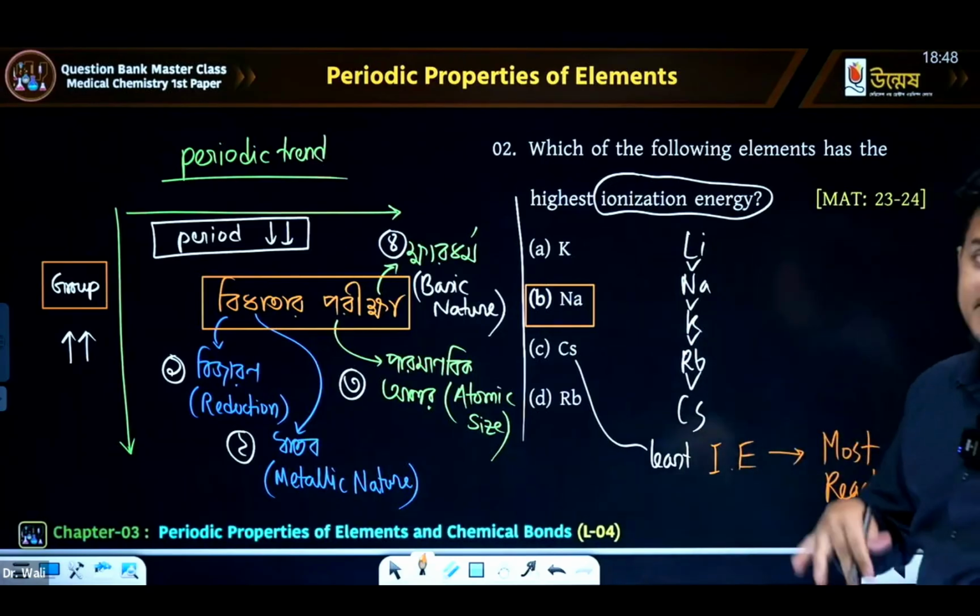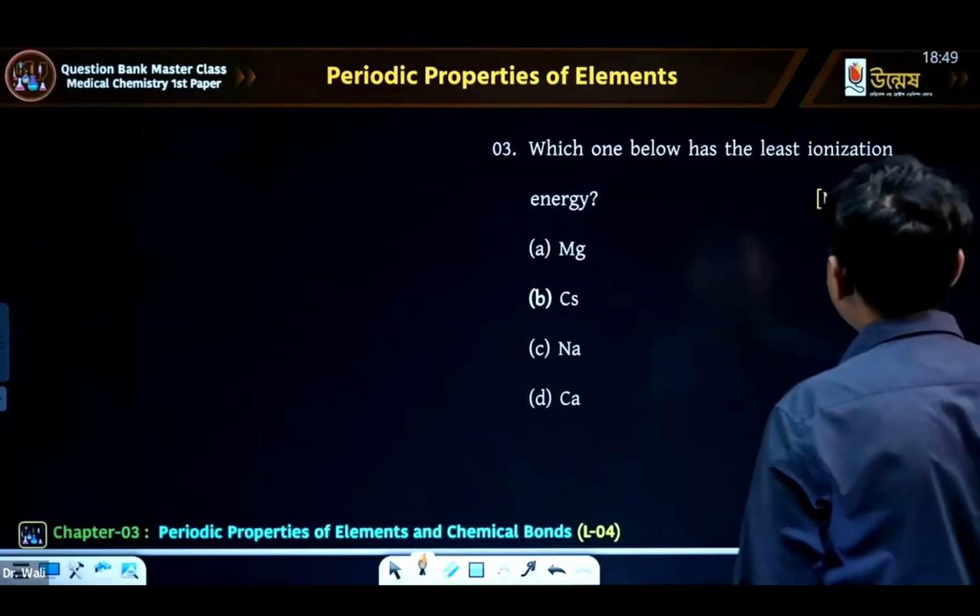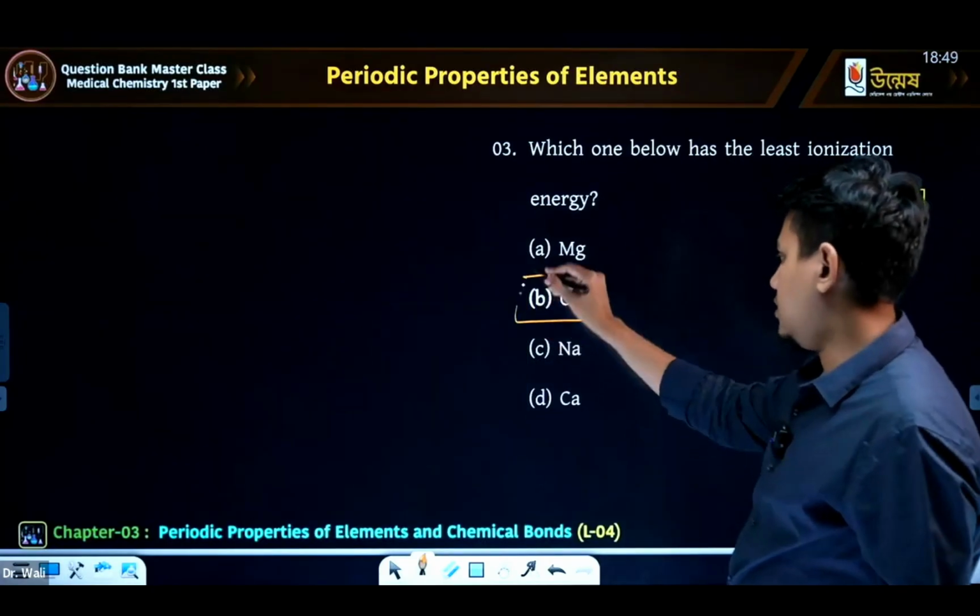Which one is most reactive? Stable element will be cesium. Unstable, if we consider unstable, then it will be francium. Next question, which one below has the least ionization energy? See, we have already solved this question. The answer will be cesium.